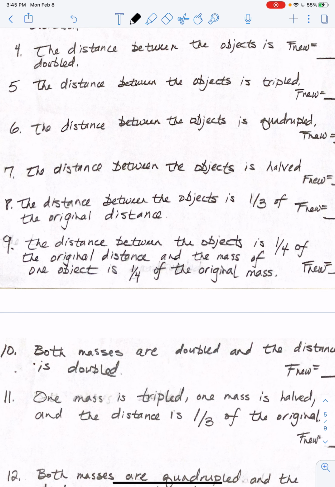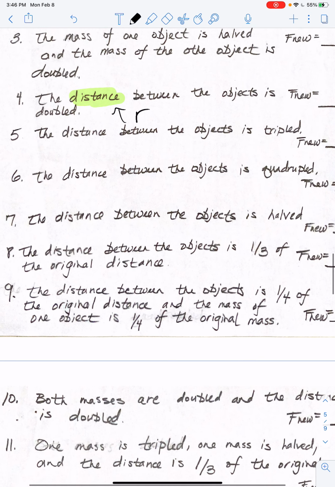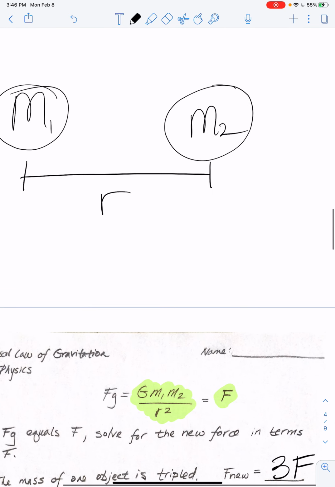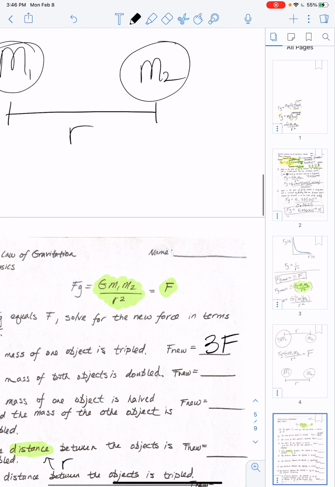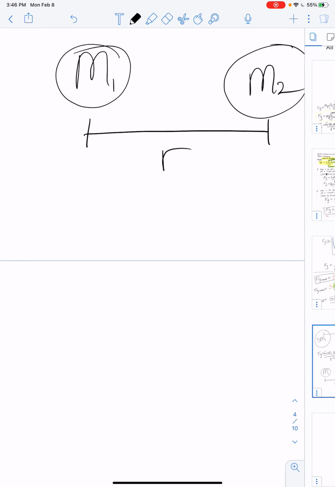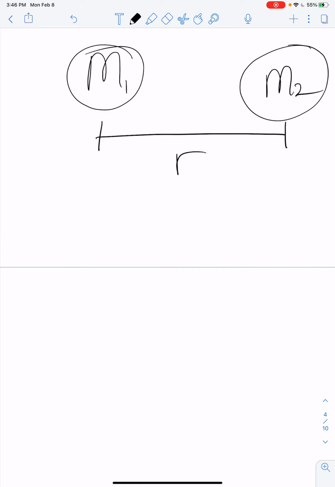All right, number 4: the distance between the objects is doubled. The distance between the objects, we have to remember, is r, and so we are going to double r. This is where it starts to get a little trickier, because whenever you mess with r, it's a tougher problem. Let me add a page here. It's a tougher problem because of the squaring.